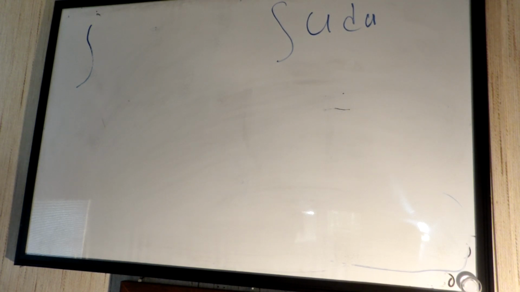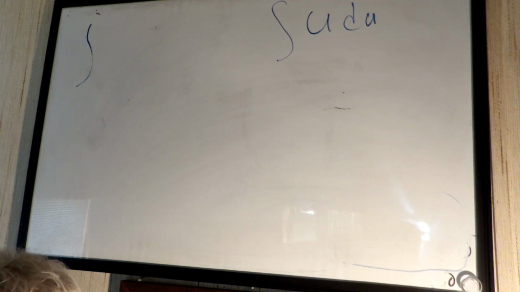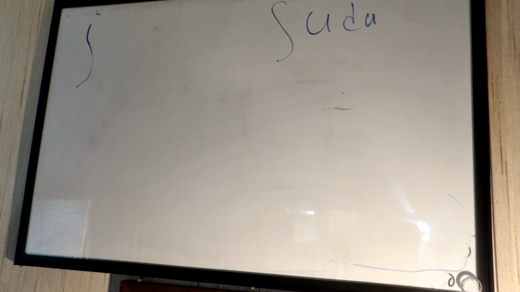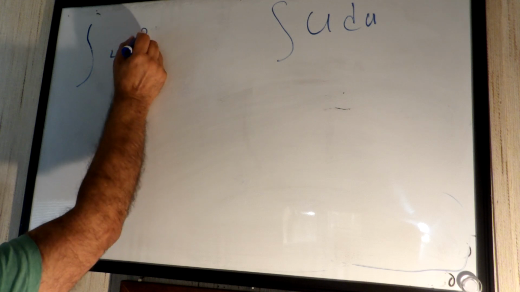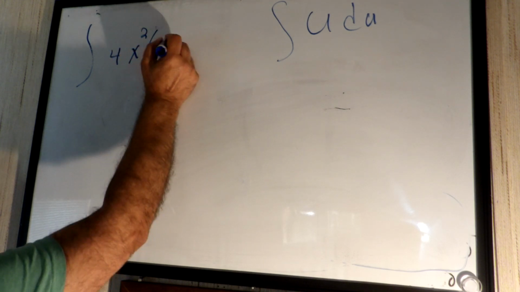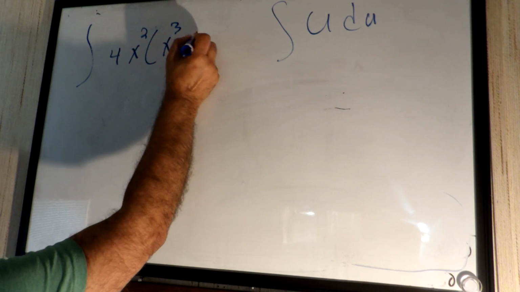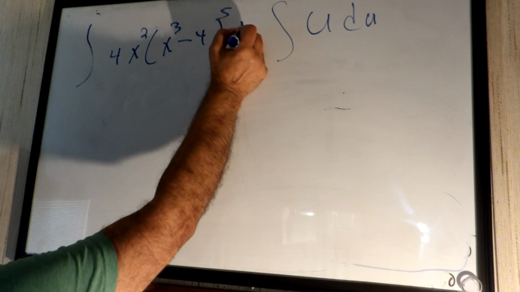Let's see, we do another example: the integral of 4x^2 times (x^3 - 4)^5 dx.